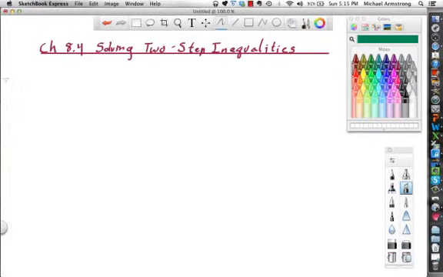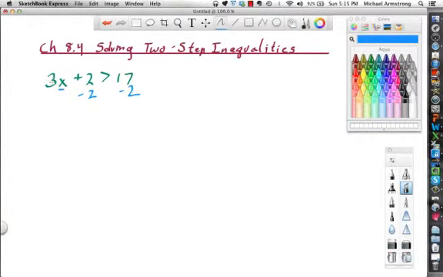So, example 1, solve 3x plus 2 is greater than 17. So we're just undoing everything until we get x all by itself. We're going to just undo everything one step at a time. It's just kind of how that works. So this is 3 times x plus 2. And we're working our way towards this x, but we're going to start by subtracting 2 from both sides.